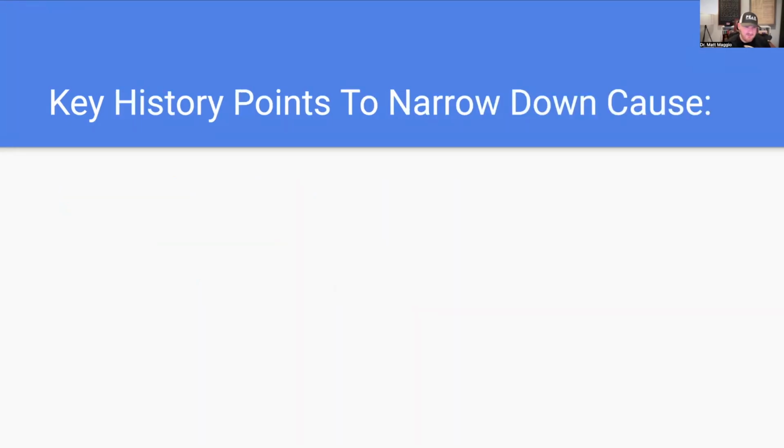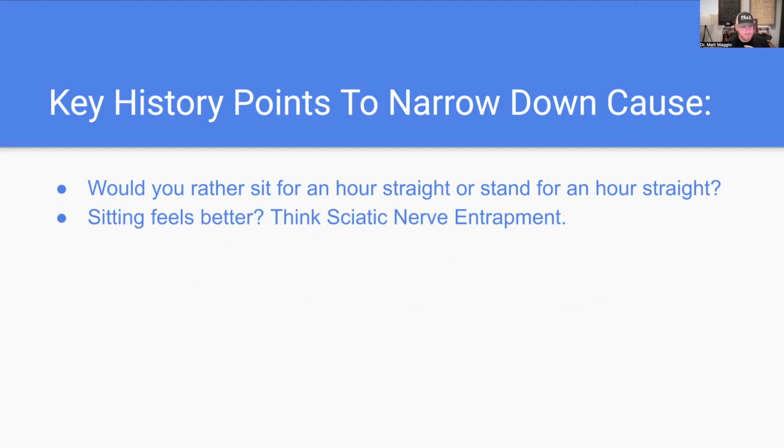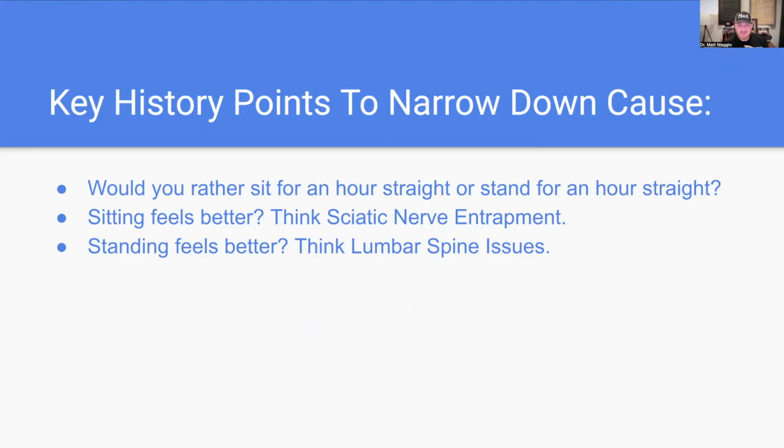So, a couple of key history points to narrow down, especially in trying to determine where the low back sciatica presentation is coming from. A big question I ask on top of my other questions is always, would you rather sit for an hour straight or stand for an hour straight? This is really, really important. If they say they'd rather sit, sitting feels better, I'm thinking that more than likely I have a sciatic nerve entrapment somewhere from the spine down into the hips, even into the hamstring as well. If they say standing feels better, I'm thinking more of a lumbar spine issue, specifically in the deep lumbar muscles, supraspinous, somewhere in there, but it really helps me get an idea of what's going on.